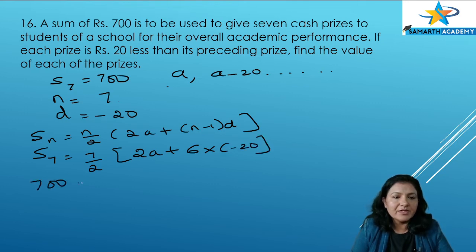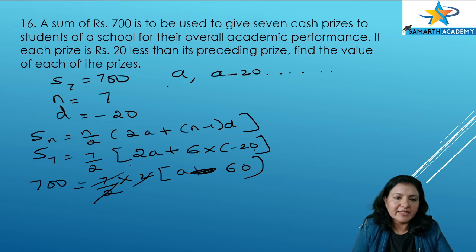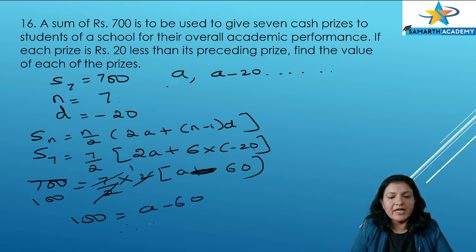So 700 is equal to 7 by 2. Let me take 2 common here. What remains? A plus 3 into minus 20 is minus 60. 2 gets cancelled and 7 gets cancelled over here. 7 ones are 7, 100s are. So 100 is equal to A minus 60. Therefore, A is equal to 160.